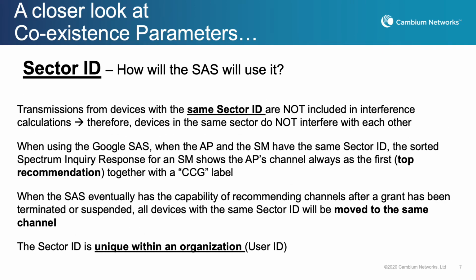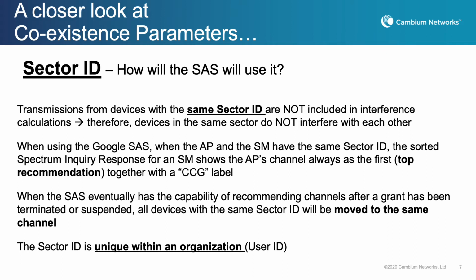How will the SaaS use this sector ID parameter? When the SaaS calculates interference between devices in the same geographical area, they do not include interference contributions from devices within the same sector ID. If you have a number of SMs facing one AP and didn't provide the sector ID, the SaaS will not know these devices are part of the same sector. And since they operate on the same channel and they're facing each other, it will think that they interfere with each other. Of course, we know in fixed wireless this is not the case, and that is why it's so important to communicate to the SaaS which SMs are connected to which AP, so the SaaS knows that these devices can operate on the same channel.